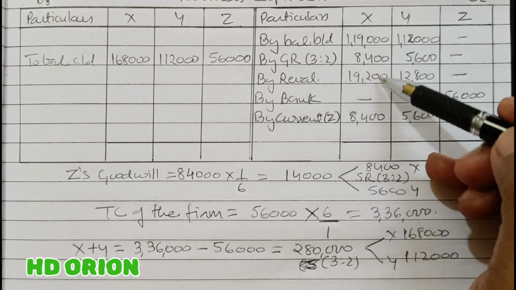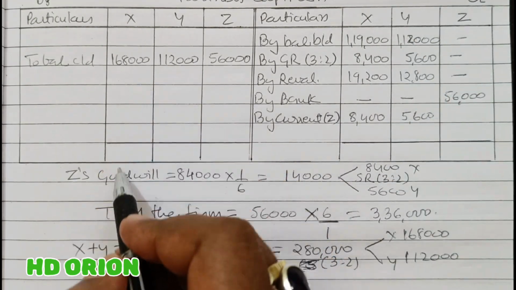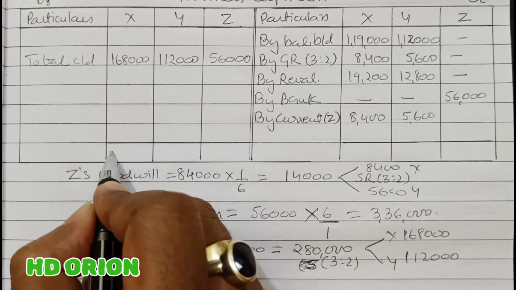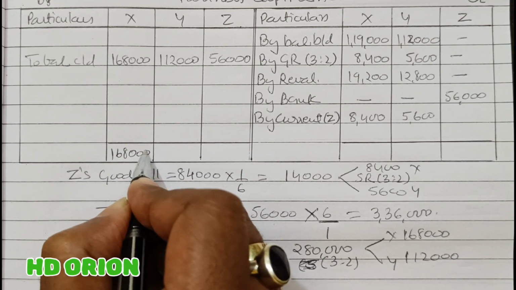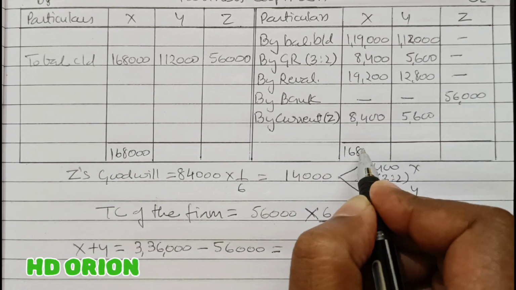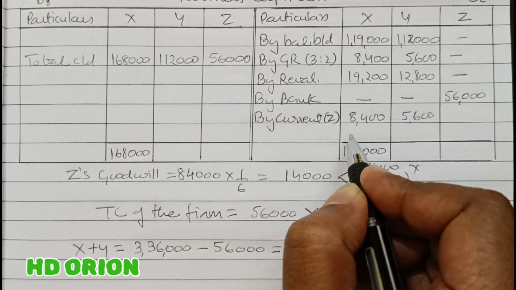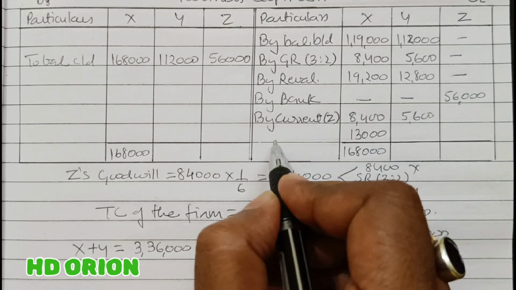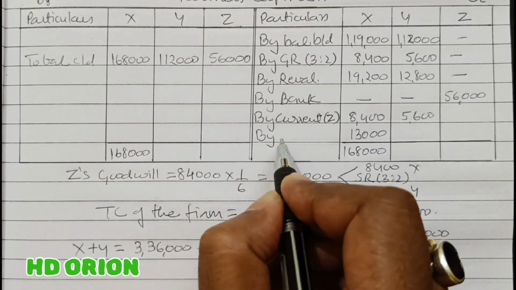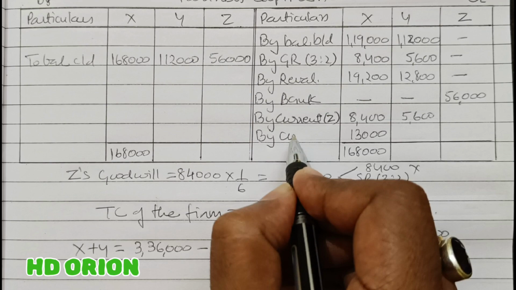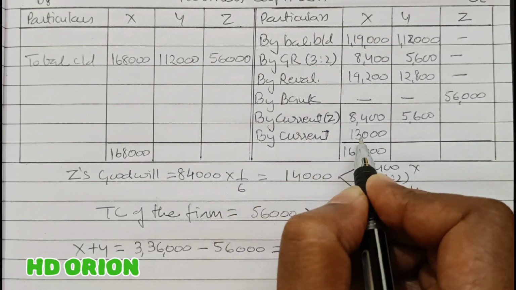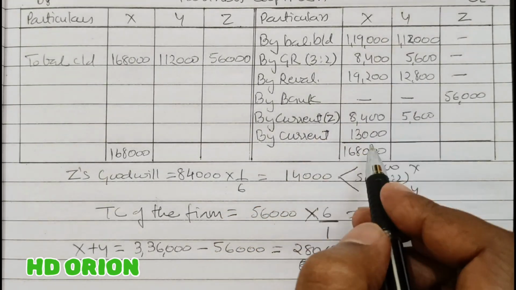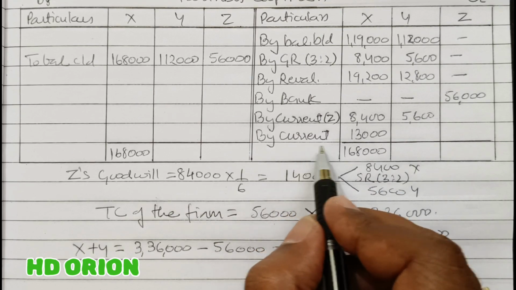So by observation or rough calculation, we see that on the debit side the total is more. To make it 1,68,000, we have to insert an amount of rupees 13,000. So this 13,000 balancing figure will be by current account of X. So it is a debit balance here.